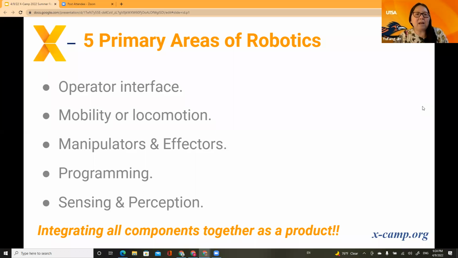And besides these five primary areas, there is one thing we need to say: integrating all these five components together as a product is a much more challenging job for teenagers. So that's the reason we want to introduce this course to you guys in the summer. Okay, so I think I'm done with my introduction, and I'm handing over time to Janet.